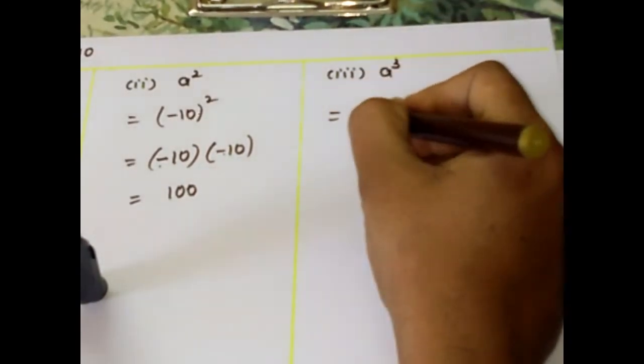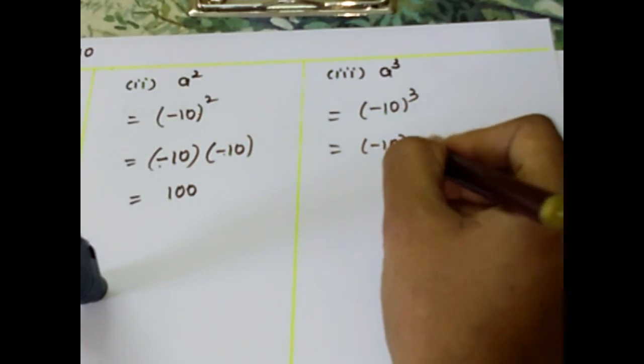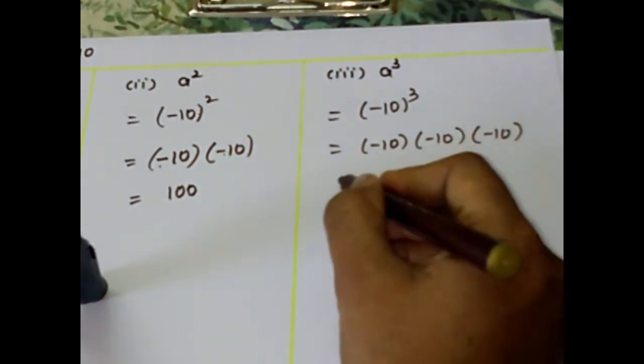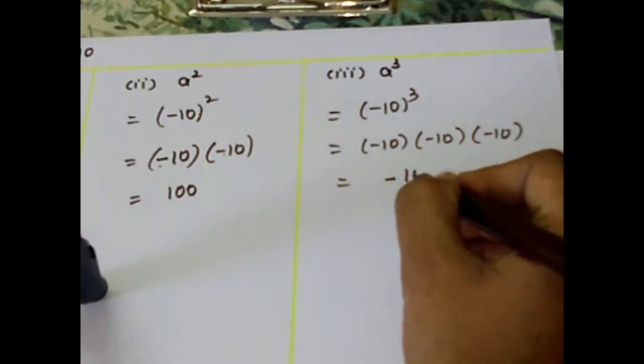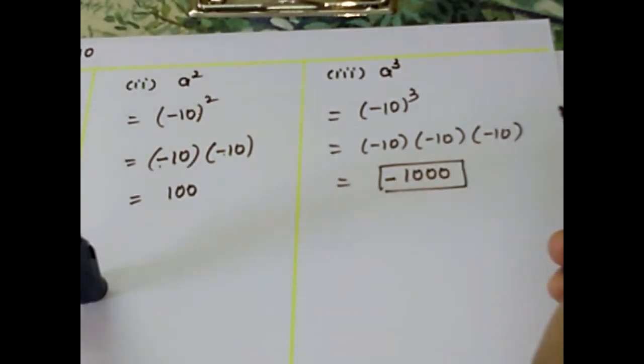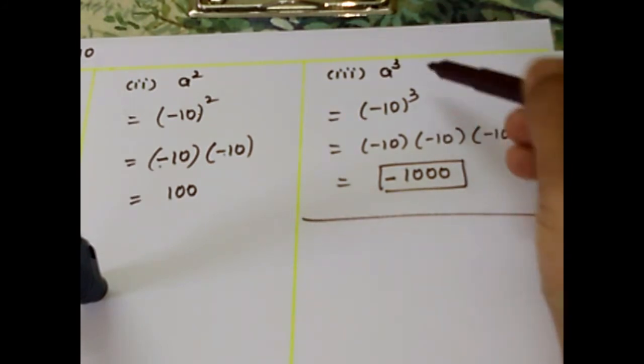Now A cubed. What to do? Write it as minus 10 into minus 10 into minus 10. So without looking at the sign, I wrote the answer minus 1000. I did not multiply. Why? Because it doesn't mean that I don't know the answer. You have to think and you have to keep this in your mind, children.